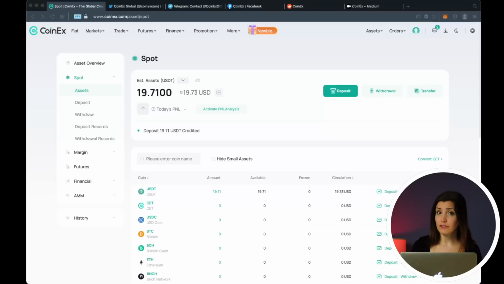After ensuring sufficient assets, you can head to the spot trading section where you will find trading pairs. The first thing you need to make sure of is which pair you want to make a transaction with. We have USDT in our account, so for example, we can choose Ethereum USDT or BTC USDT.